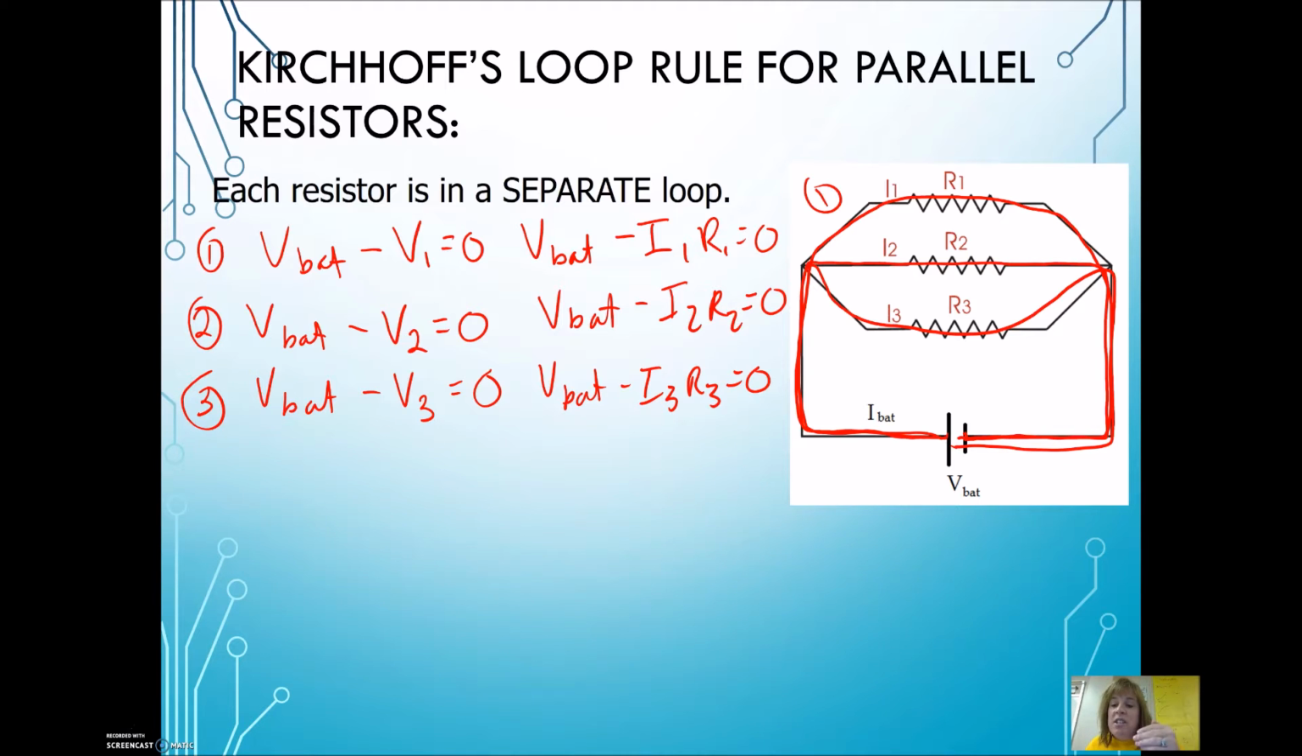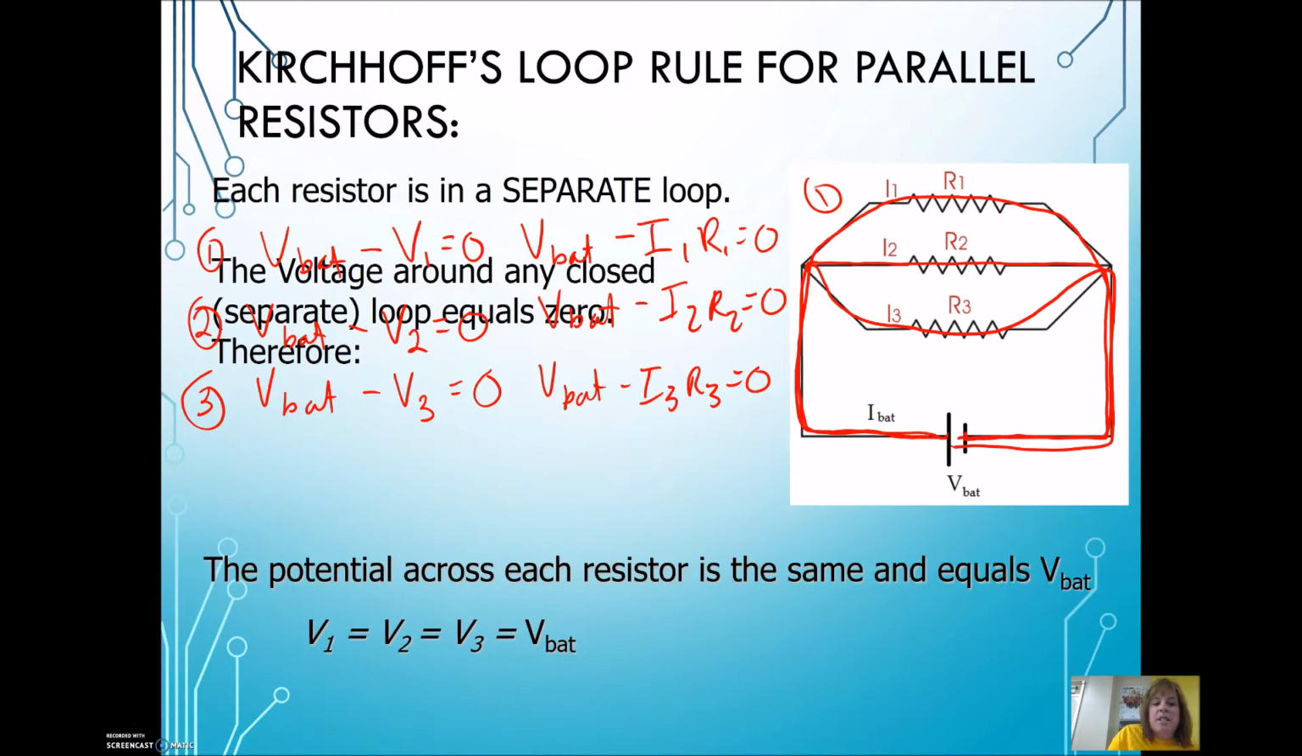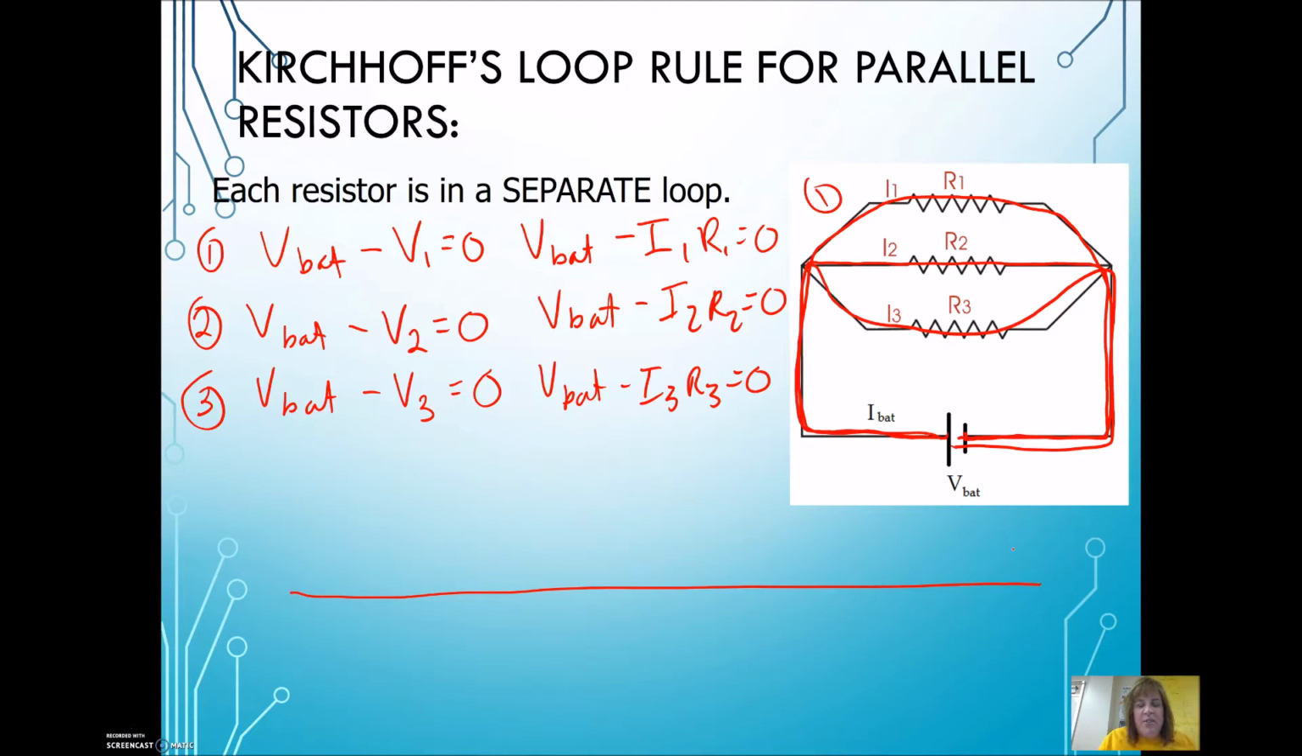And the current in each of these branches could be different. If these resistor values are different, then the current value is different. But the one thing you should notice in common is that the potential difference across those resistors has to be the same. The voltage of the battery minus the voltage at resistor 1 equals 0. The voltage of the battery minus the voltage of resistor 2 has to be 0.